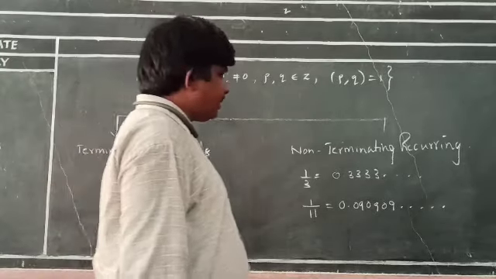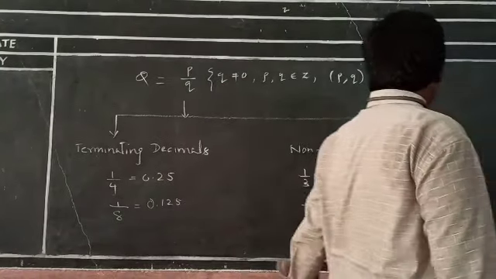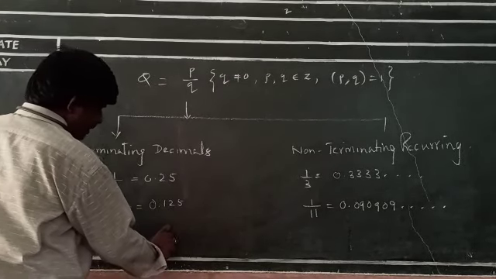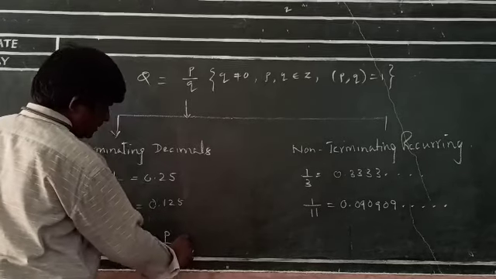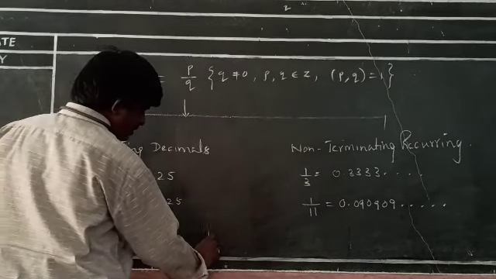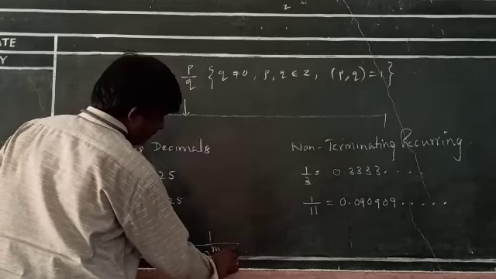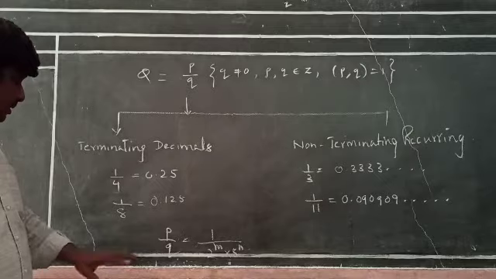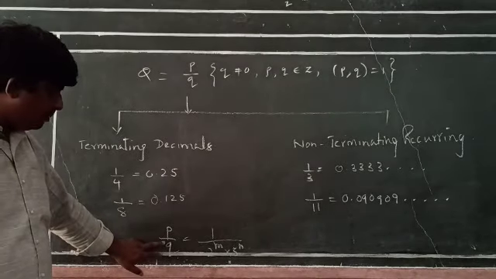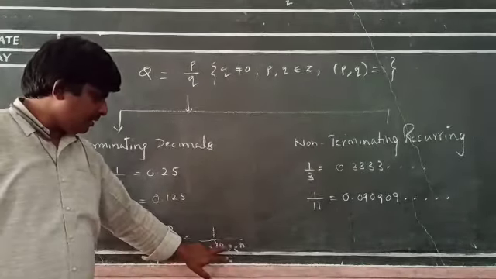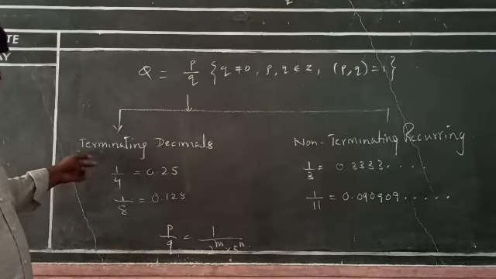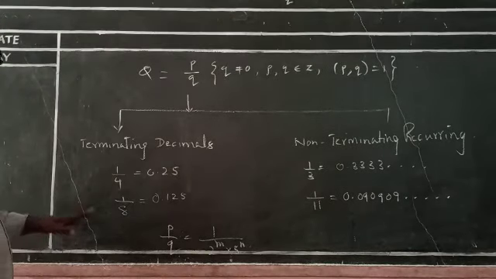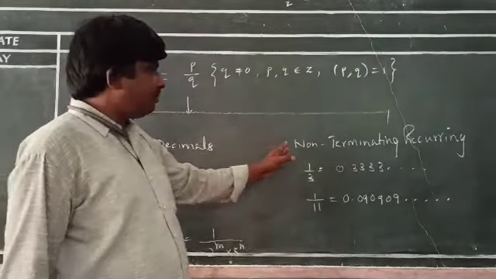How do we use the fundamental theorem of arithmetic to find terminating decimals or non-terminating recurring decimals? To identify that, we should take the prime factorization of the denominator. If the prime factorization of the denominator q is in the form of 2 to the power of m into 5 to the power of n, then the given p by q form has terminating decimals. If not, then we will get non-terminating recurring decimals.